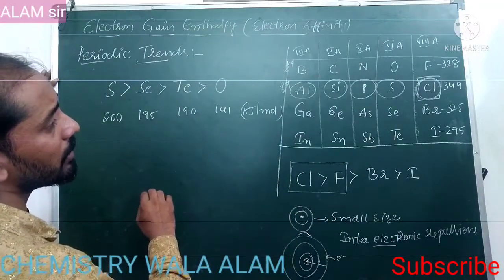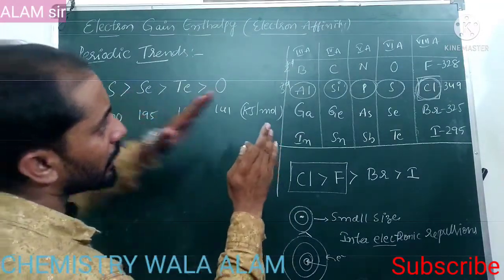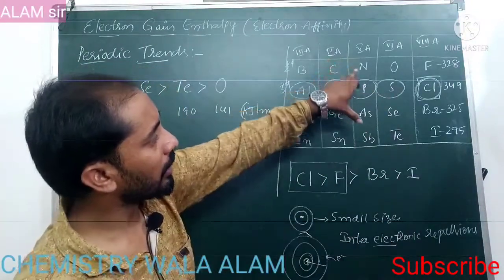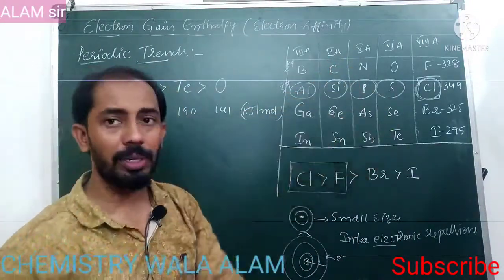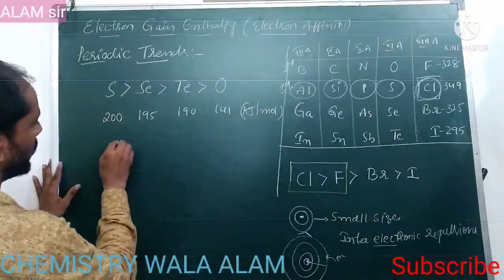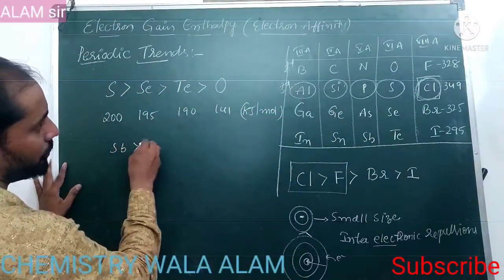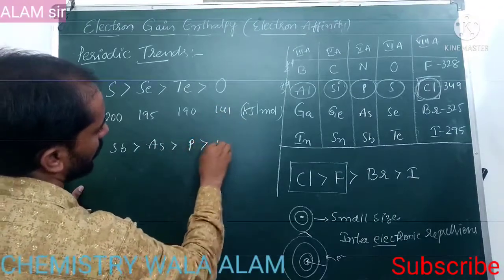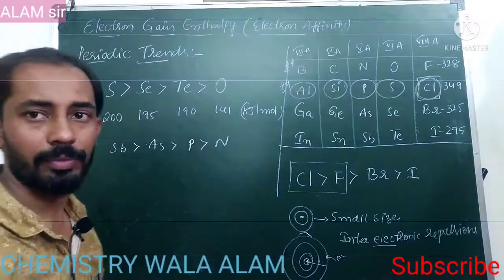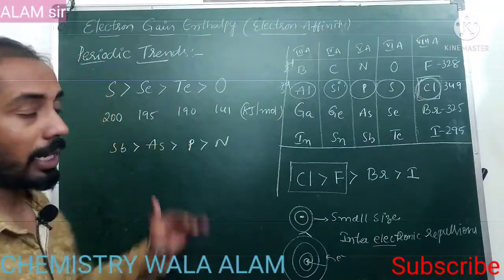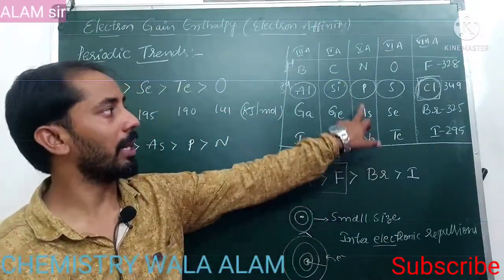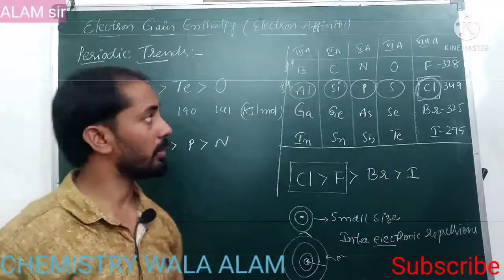First, in the fifth group elements, the electron affinity values are highest for the bottom element. So you can write antimony, arsenic, phosphorus and then nitrogen. The highest electron affinity value is antimony, then arsenic, then phosphorus, and then nitrogen.